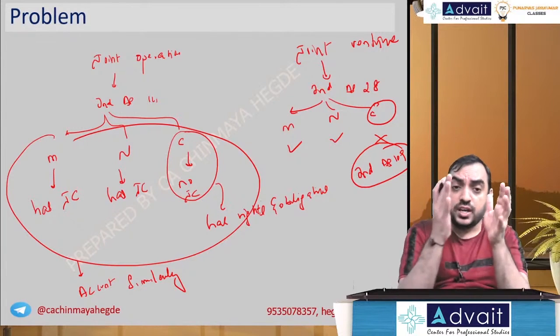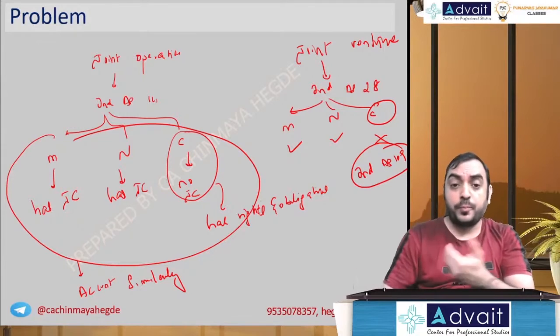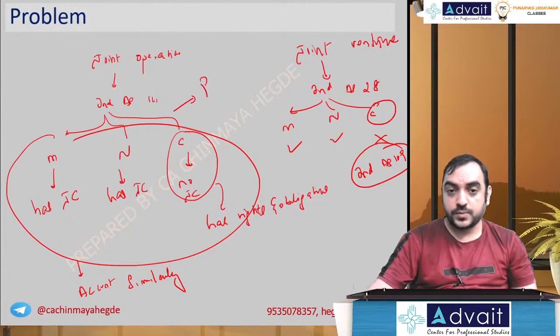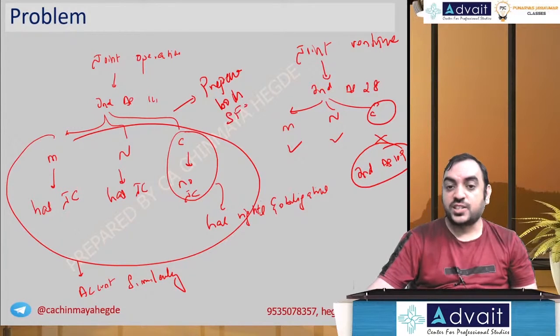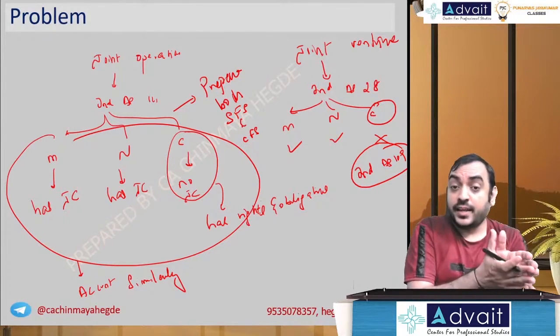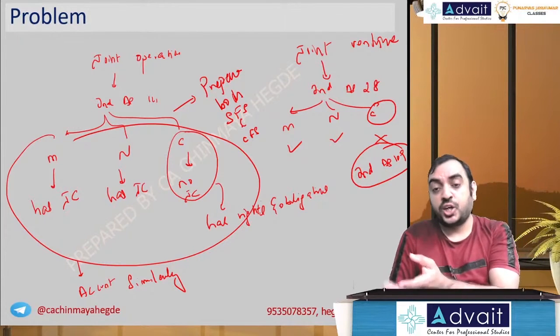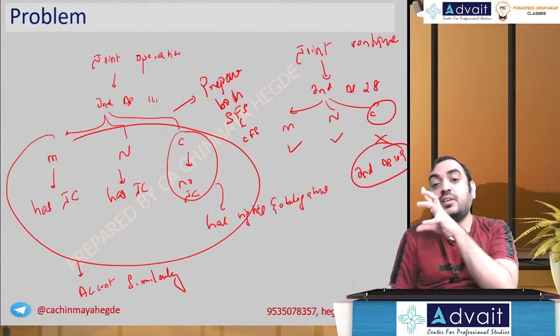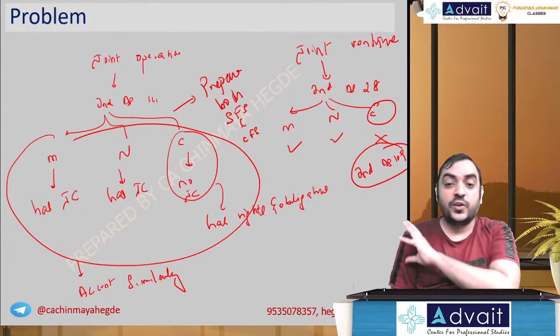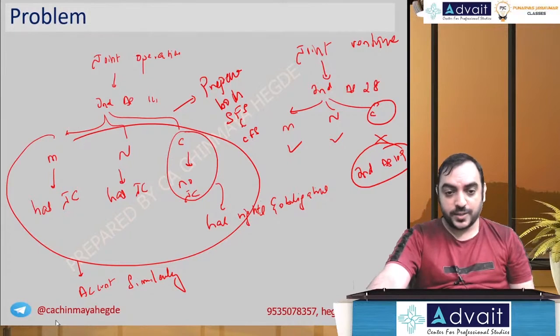Hope you understood. When it is a joint operation, you have to prepare both separate financial statements and consolidated financial statements. But when there is a joint venture, M and N have joint control, they prepare both, but C, who does not have joint control, will prepare only separate financial statements, they don't prepare consolidated financial statements. Okay, so hope you got this point as well.